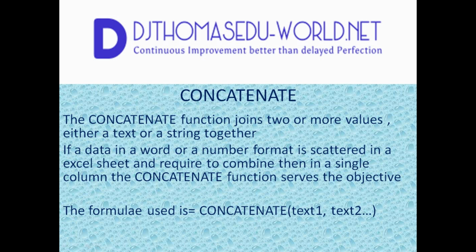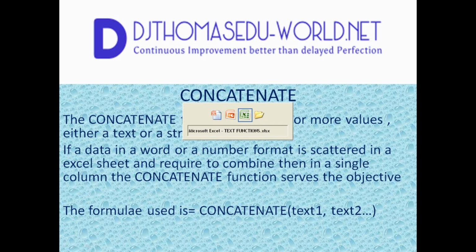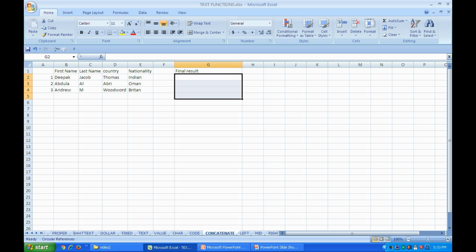Let's move on to the next Excel text function, CONCATENATE. This is a most commonly used function. The CONCATENATE text function joins two or more values, either text or strings, together. If data in word or number format is scattered in an Excel sheet and requires combining into a single column, the CONCATENATE function serves the objective. The formula used is equals CONCATENATE, select the text which we want. Let's see how it is done in the Excel sheet.